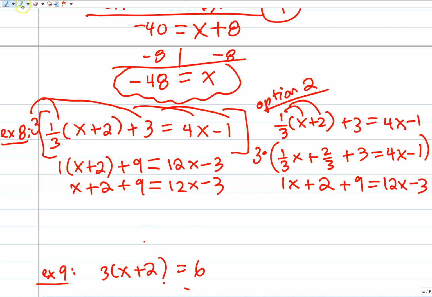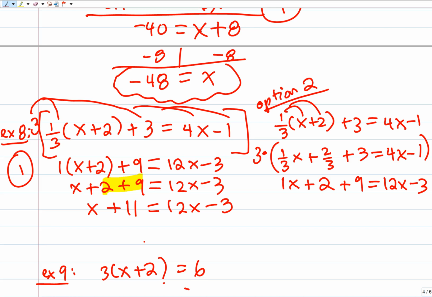I heard combined like. This is all part of the simplifying. Okay, so I have x plus, what is 2 plus 9? Is equal to 12x minus 3. Am I done simplifying? I need to get that x on one side.